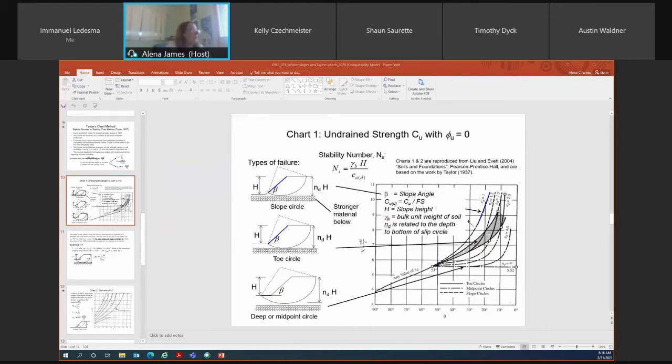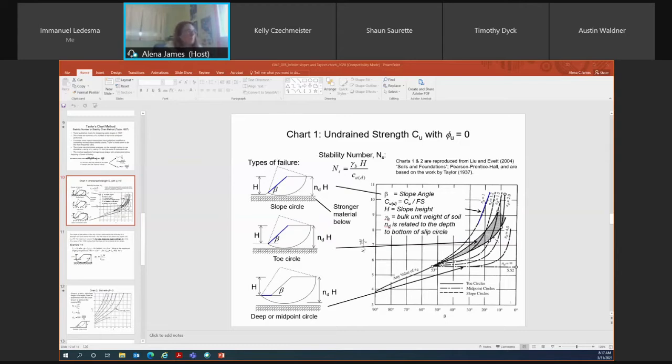You always have an ND value of 1 when you have a slope circle. Your toe circle, typically this is the region in which your ND value would lie for a toe circle, and it's that stippled region that you'll see on the screen. So it's sort of stippled in gray and black. So that's where your ND value would lie for a toe circle failure mode.